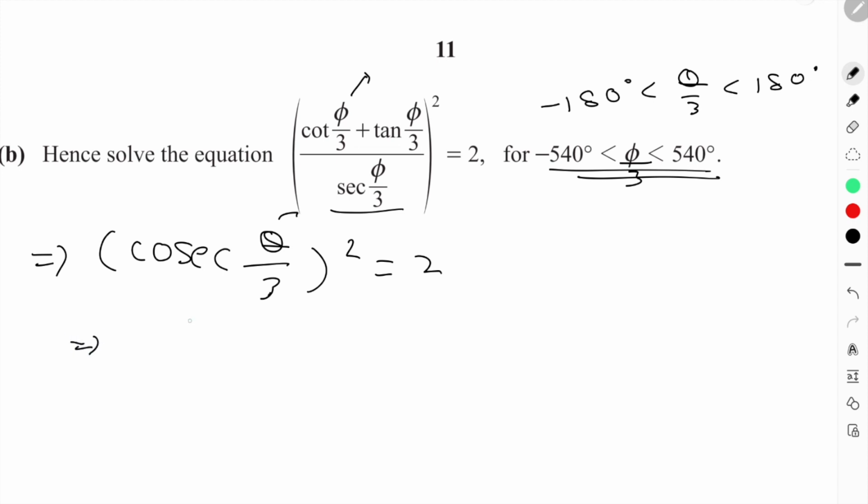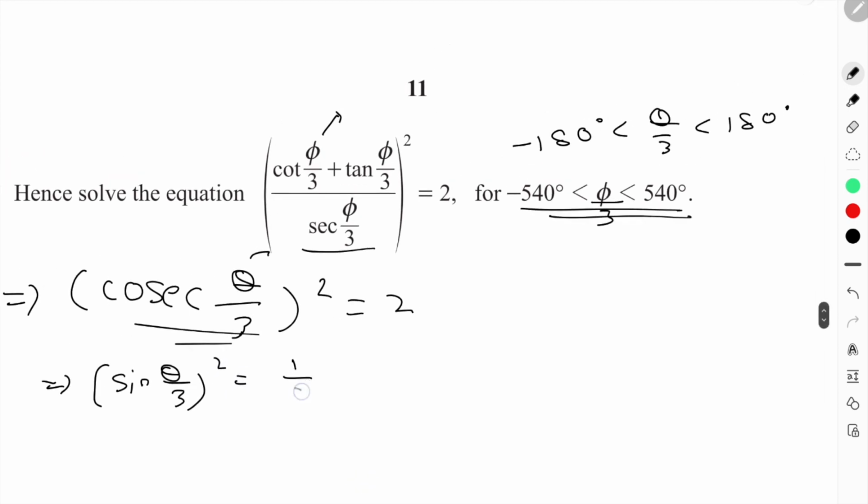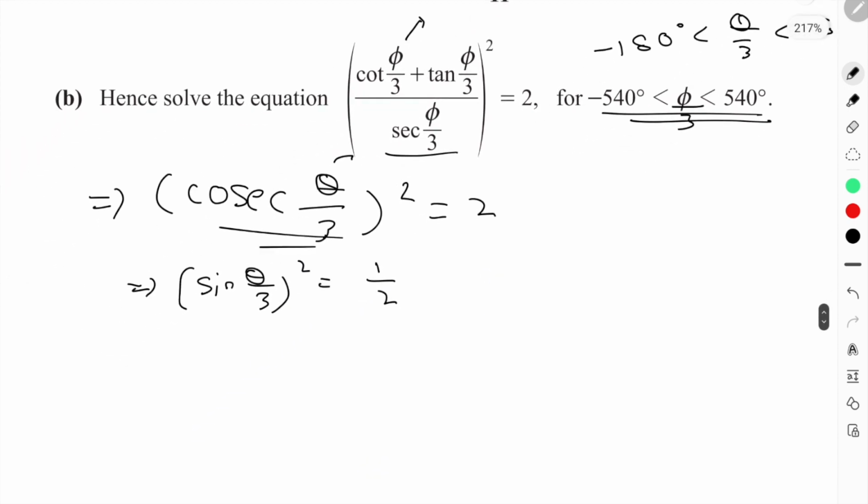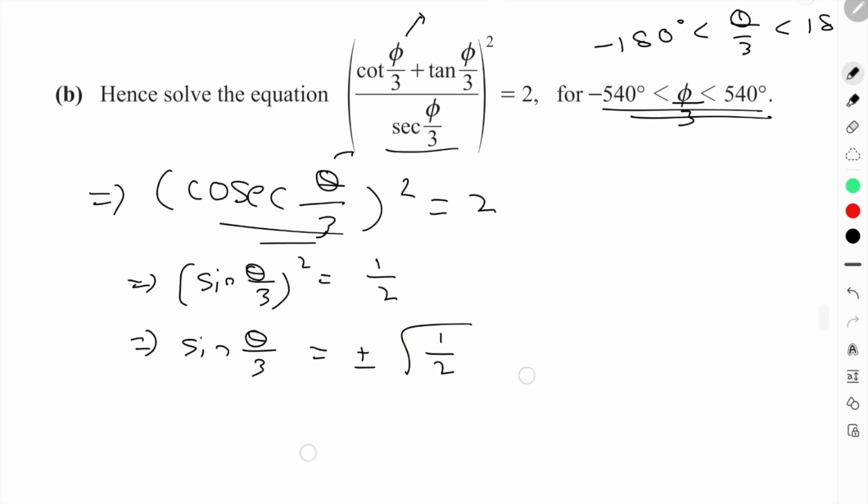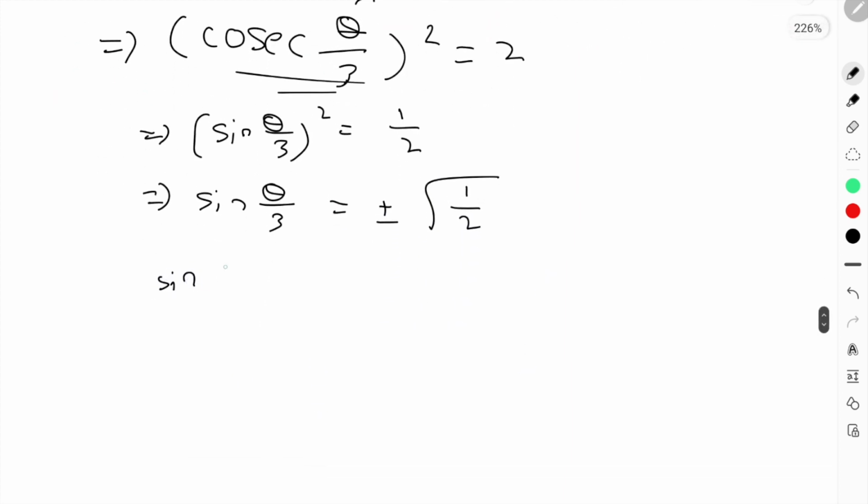Alright, so we can rewrite this as sine, right? So that's sine of theta by 3, whole squared, equals 1 divided by 2. We just took the inverse of that. And now sine theta by 3 is plus or minus square root of 1 by 2. So we know that sine theta by 3 is plus root 1 by 2.